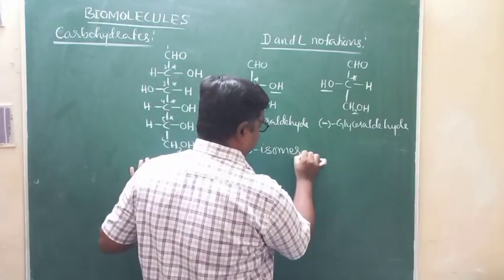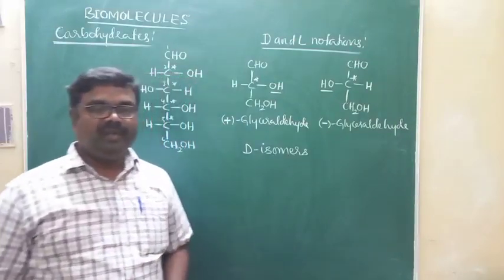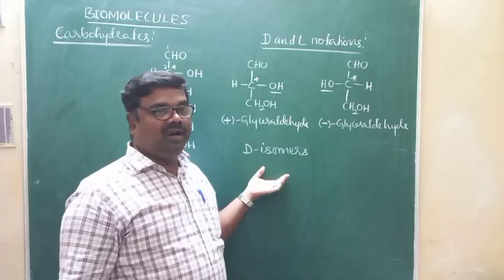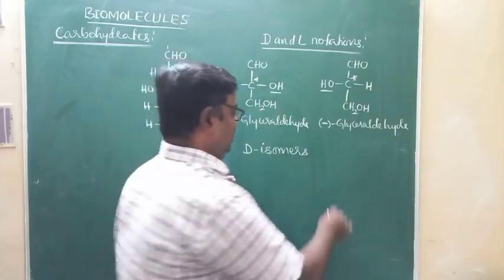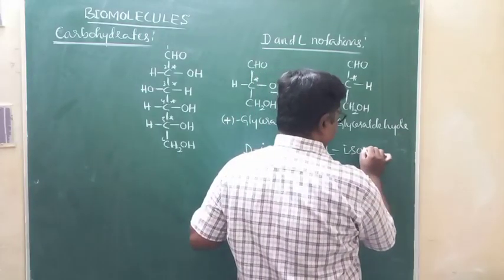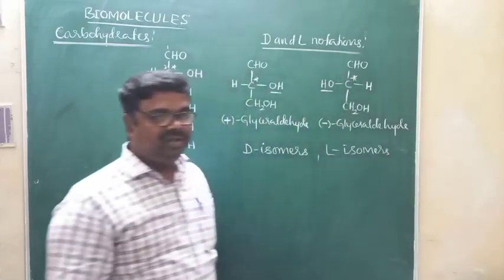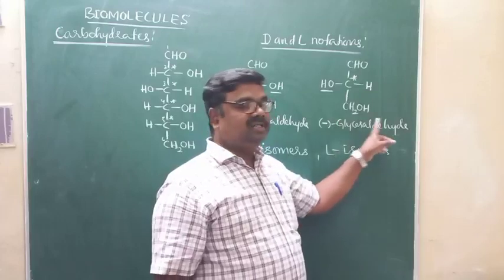As far as the D isomers are concerned, D isomers are chemical substances which will be chemically correlated to plus glyceraldehyde. Similarly, L isomers are those chemical compounds which will be chemically correlated to minus glyceraldehyde.